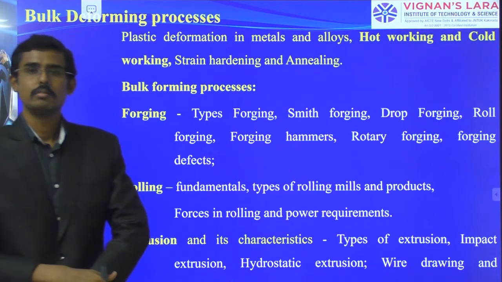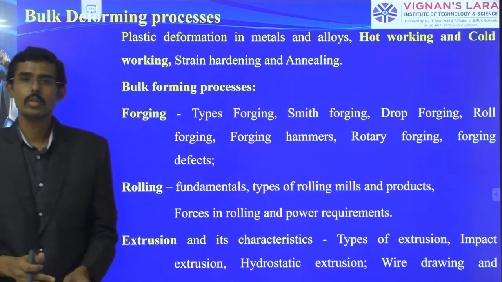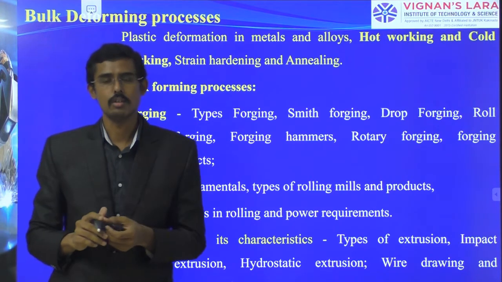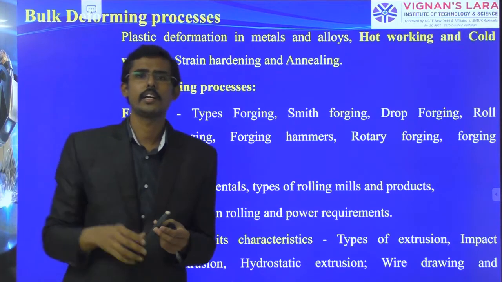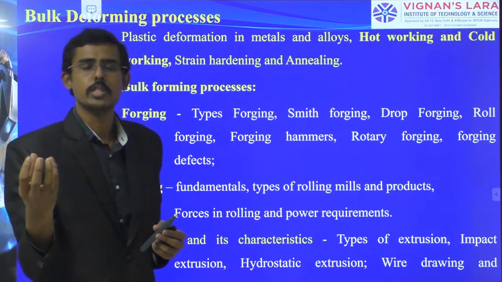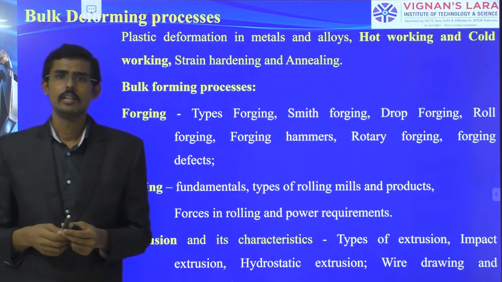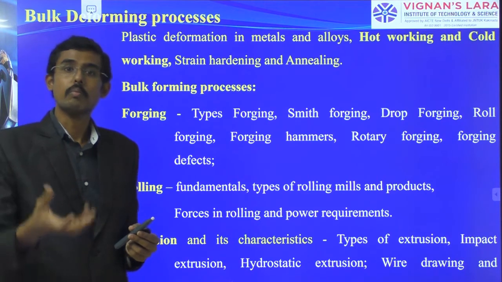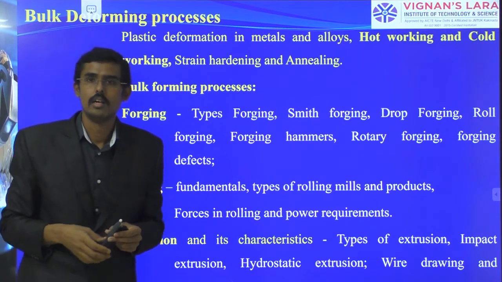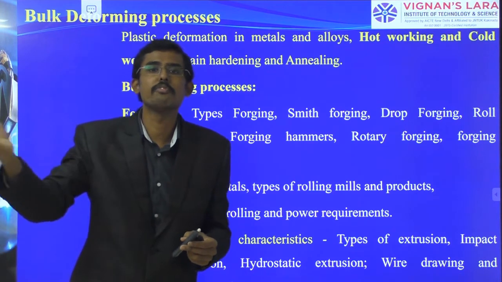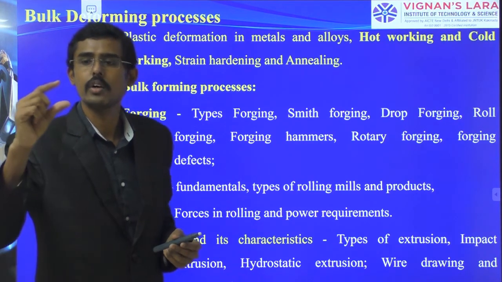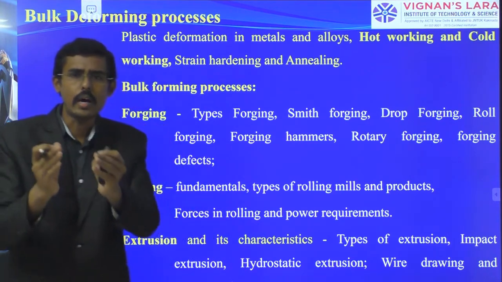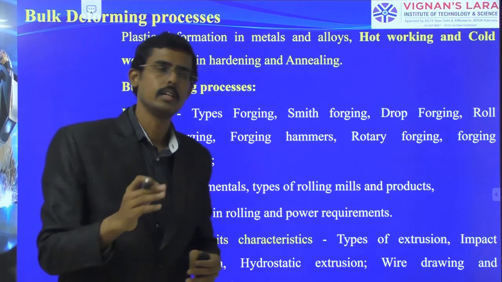In today's class, we are going to talk about the plastic deformation processes. We are dividing them into two categories: bulk deformation processes and sheet metal deformation processes. Bulk deformation is used for materials with high thickness, and sheet metal deformation is used for materials with less thickness. The sheet metal processes you will see later. As of now, I am starting with bulk deformation.